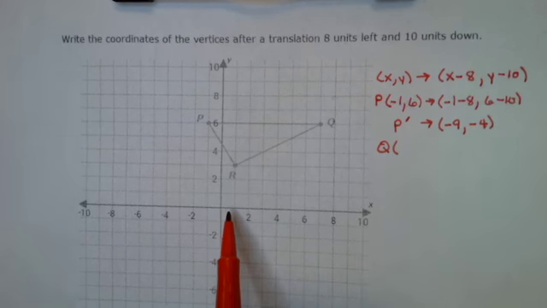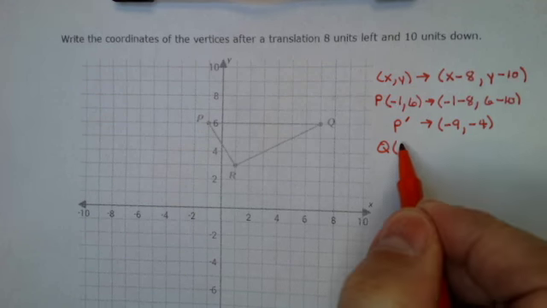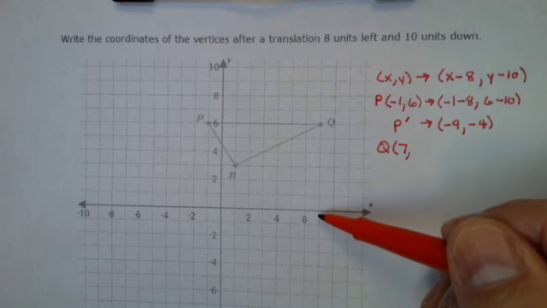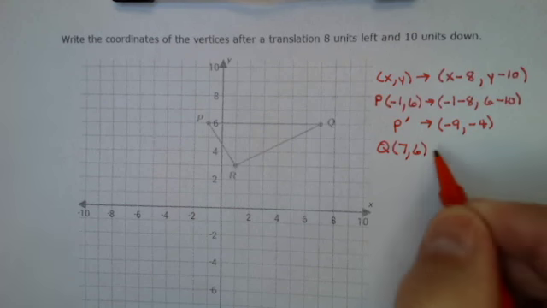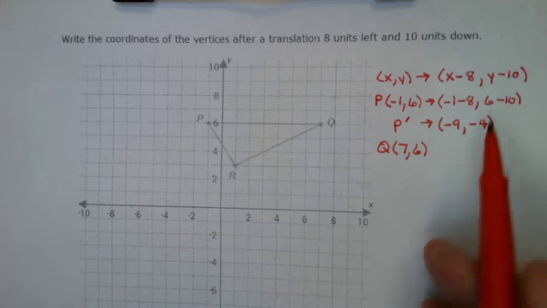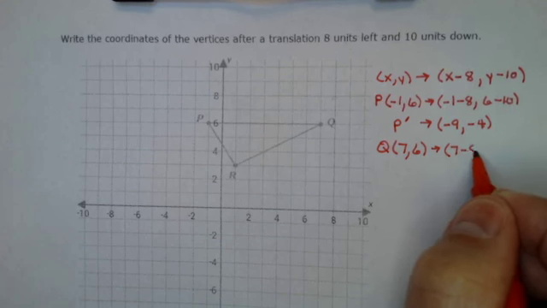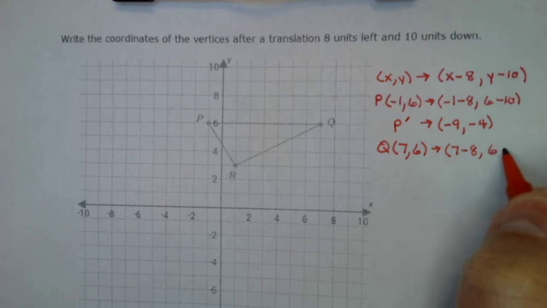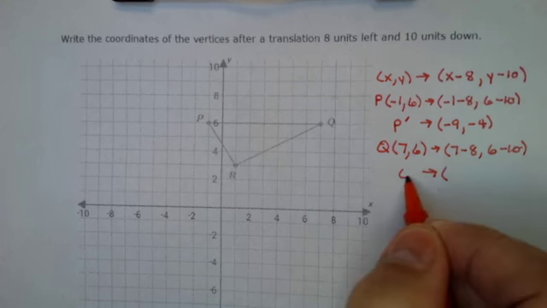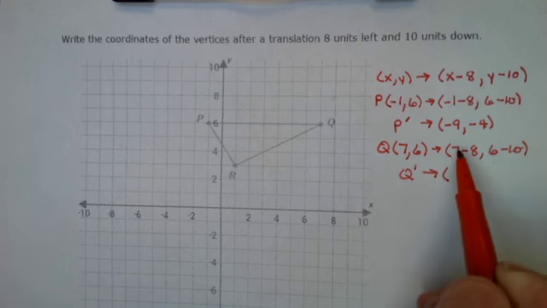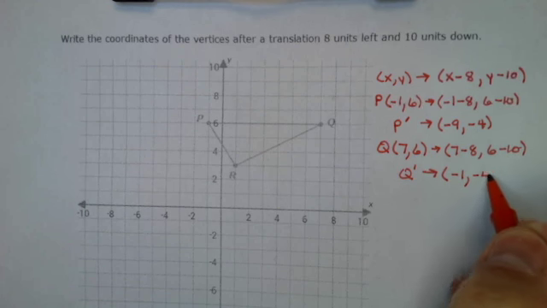I'm going to write down the coordinates for Q. The coordinates for Q, 1, 2, 3, 4, 5, 6, 7. 7 is my x, and my y is 1, 2, 3, 4, 5, 6. And then I'm going to apply these numbers to my translation rule, which is telling me to take 7 and subtract 8, and then take 6 and subtract 10. Once I do that, I'll get my new point for Q. 7 minus 8 is -1. 6 minus 10 is -4.